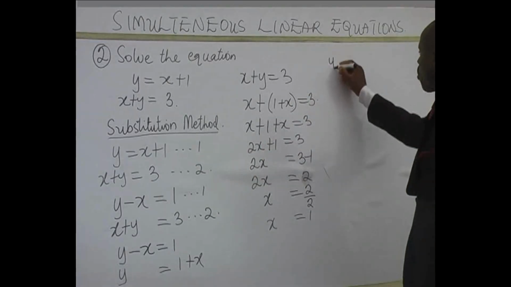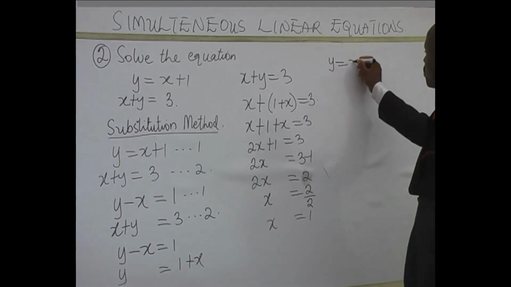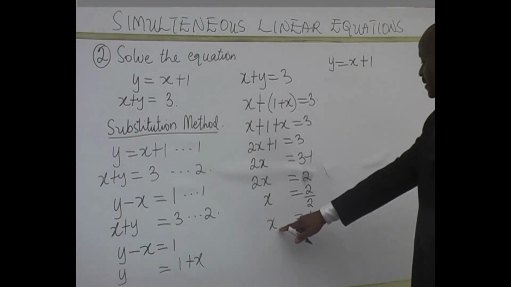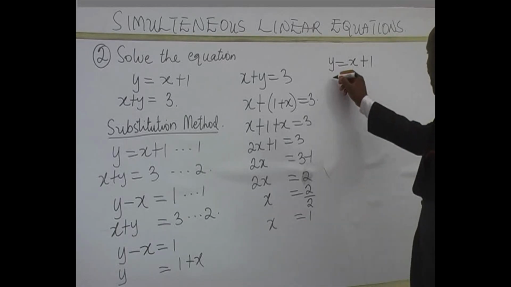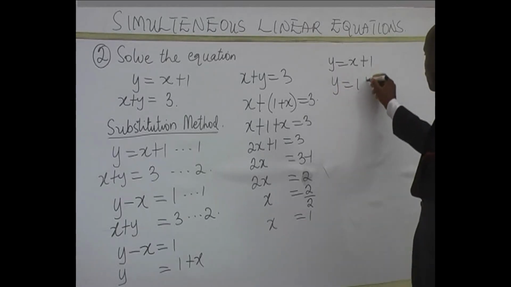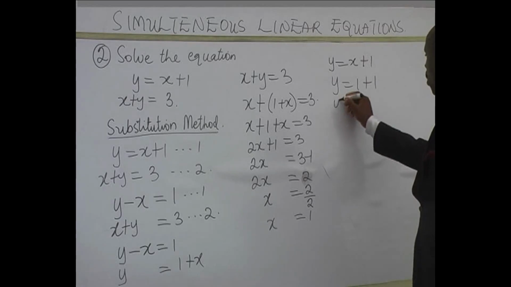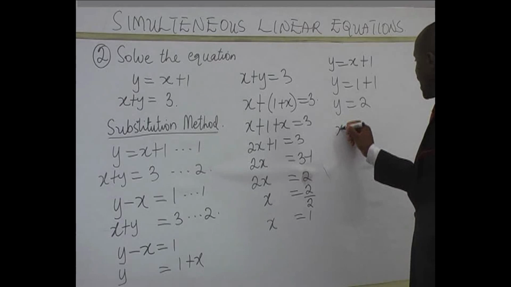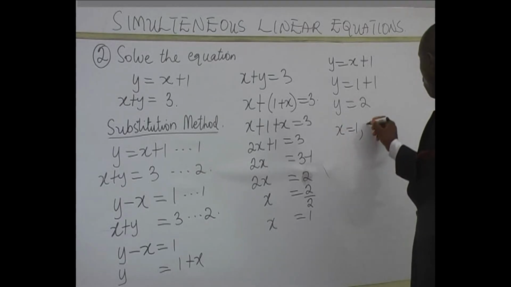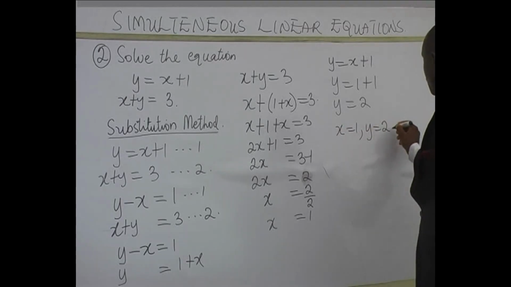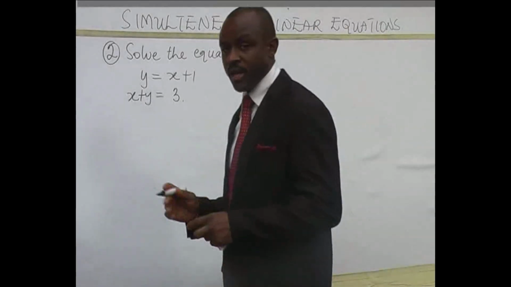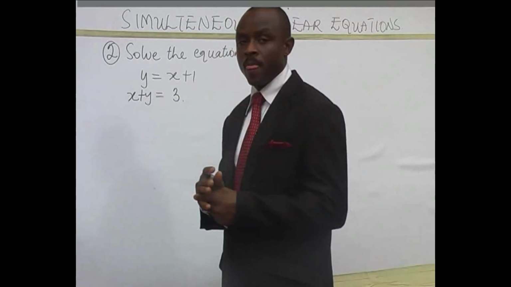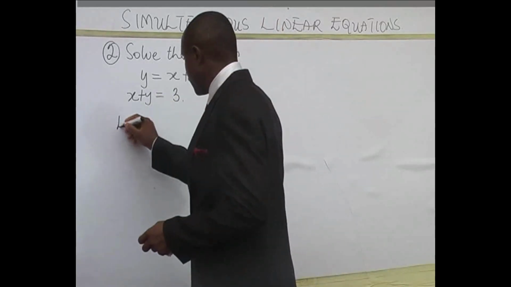Equation 1 says that y is equal to x plus 1. Whenever you see x, put 1. So we have that y is equal to 1 plus 1, and 1 plus 1 is equal to 2. So we are also having that x is equal to 1 while y is equal to 2. That is the substitution method that we just finished. So let's solve the same question with the elimination method.